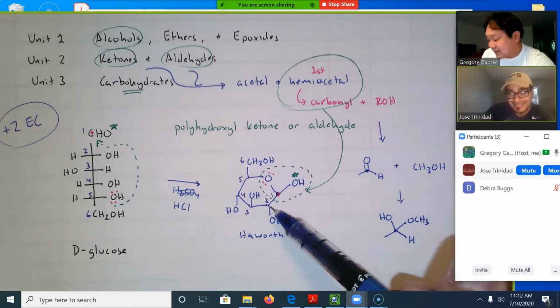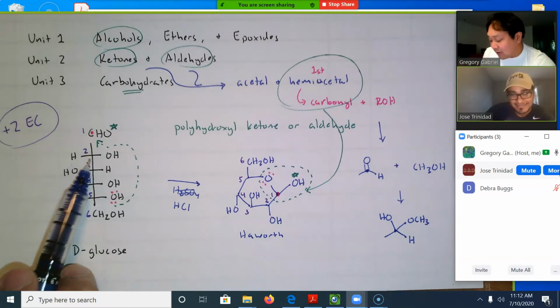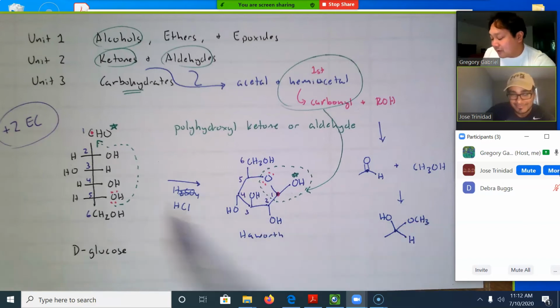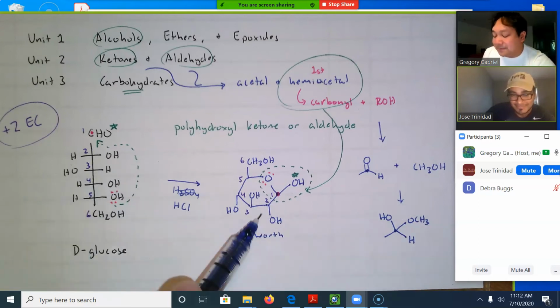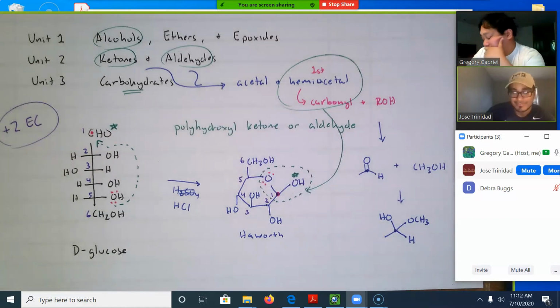This is R and S. So when you have something that's R, it has to stay R in the cyclic version. But I didn't teach you how to convert this into this. No, I didn't.